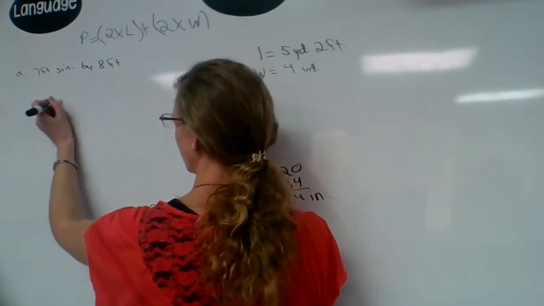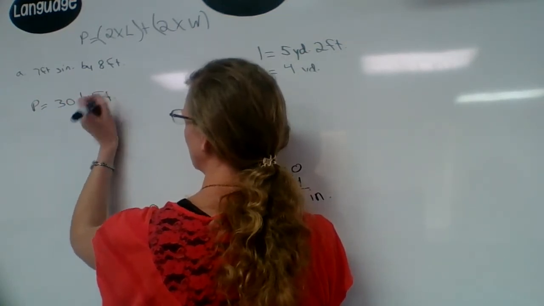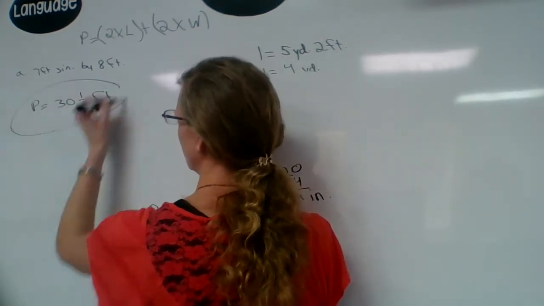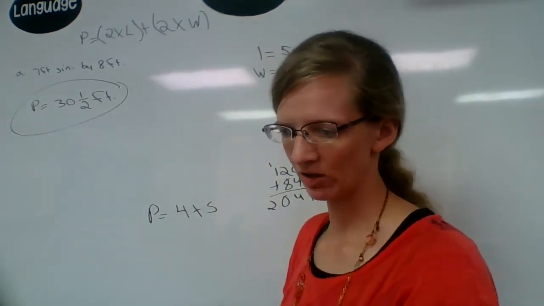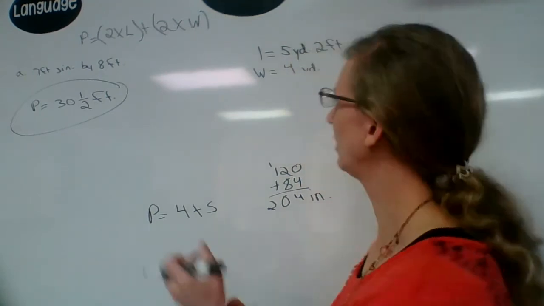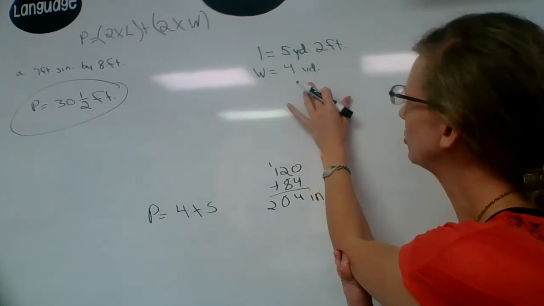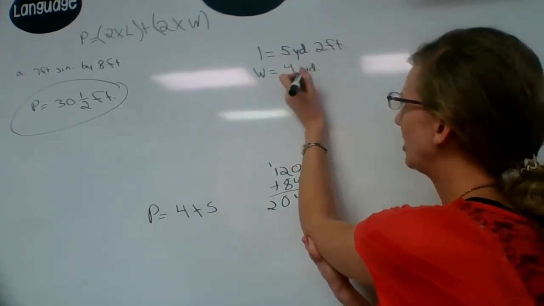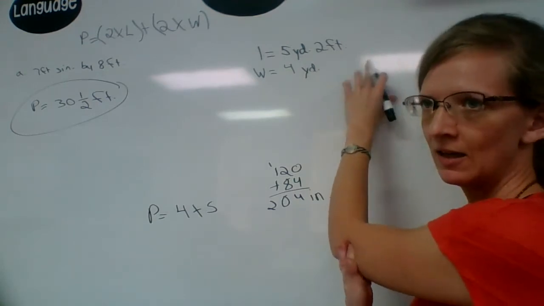P equals 30.5 feet. And we did it this way because it told us to find the biggest measurement. Now on number 2, it says convert to the lesser unit before finding the perimeter of these rectangles. So here, I wrote out the first one. Instead of changing it to yards, it says to change it to the lesser one. So I'm going to change this to feet.